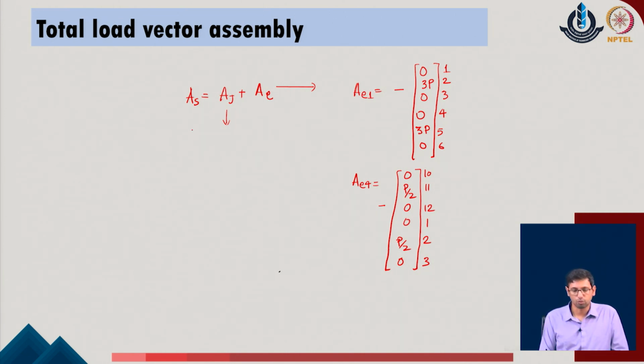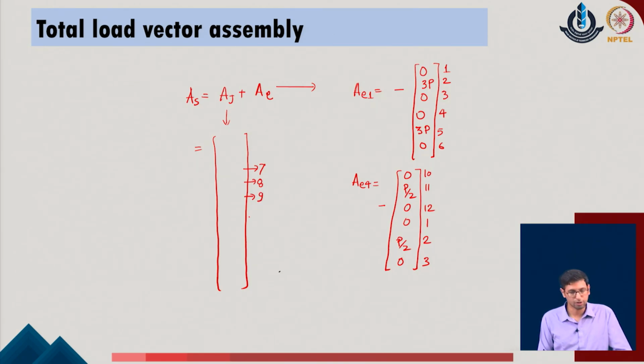So, to get the overall value of the structural load system, we typically add the contributions. We write the contribution with respect to the A of j, in which only at the positions of 7, 8 and 9 I am getting the non-zero values.